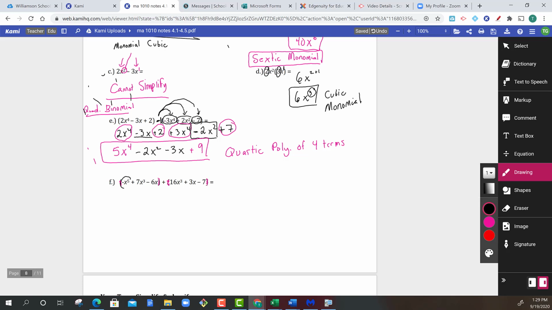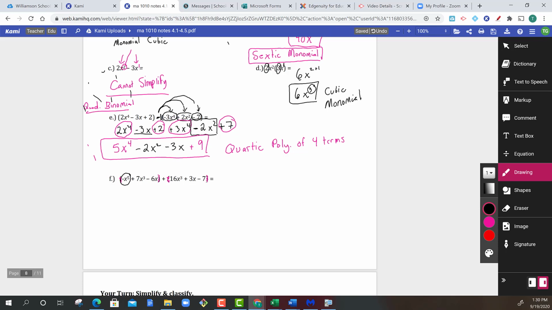So I see a negative x to the fifth, but I don't see any other x to the fifths in this problem. So that means there's no like terms with negative x to the fifth. The next biggest exponent, there's no x to the fourth, but I do see a couple of x to the thirds. So we're going to add 7 and 16 together, and that gives us 23x to the third.